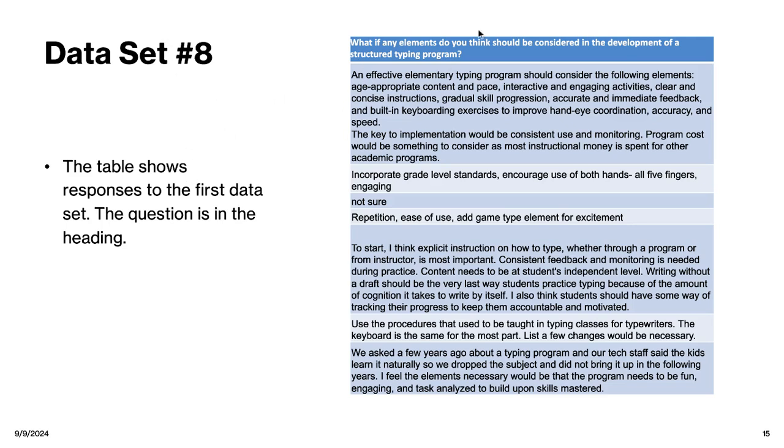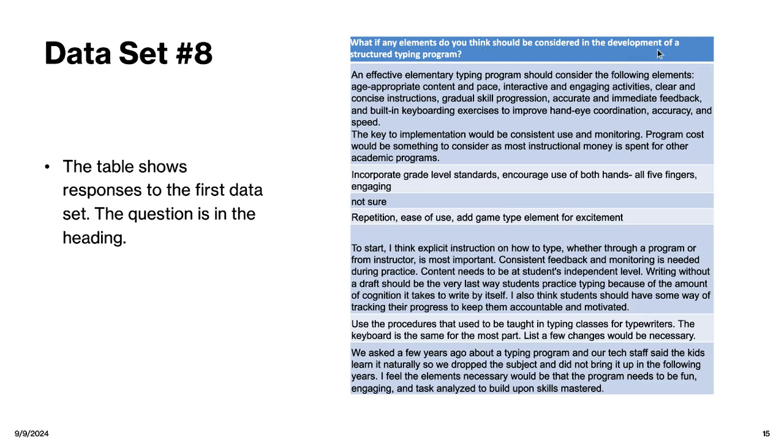In the last data set, what, if any, elements do you think should be considered in the development of a structured typing program? An effective elementary typing program should consider the following elements: age-appropriate content and pace, interactive and engaging activities, clear and concise instruction, gradual skill progression, accurate and immediate feedback, and built-in keyboarding exercises to improve hand-eye coordination, accuracy, and speed. The key to implementation would be consistent use and monitoring. Program costs would be something to consider as most instructional money is spent for other academic programs.